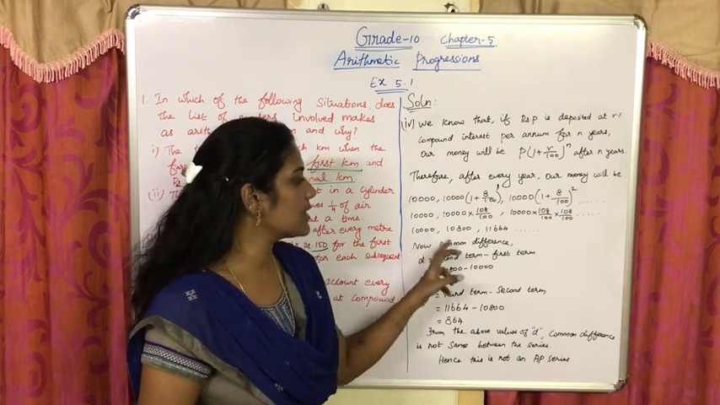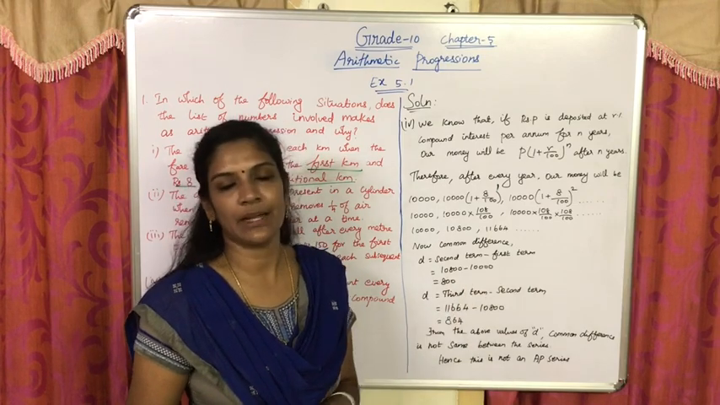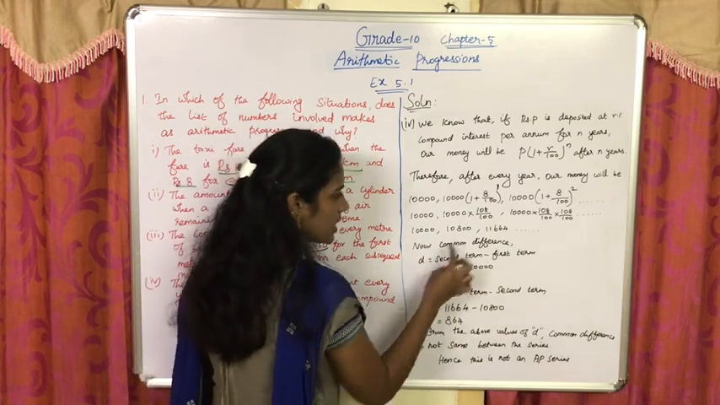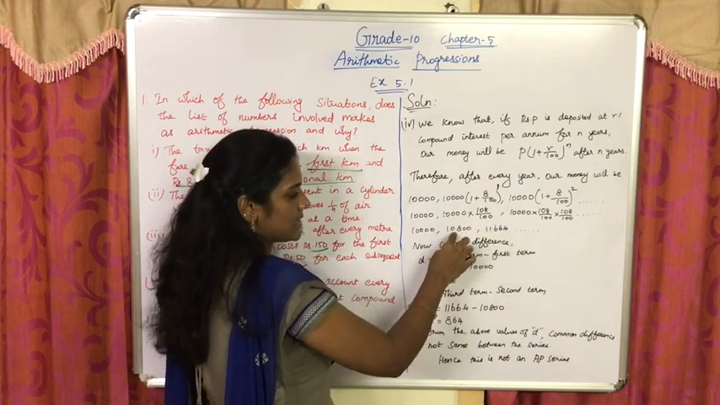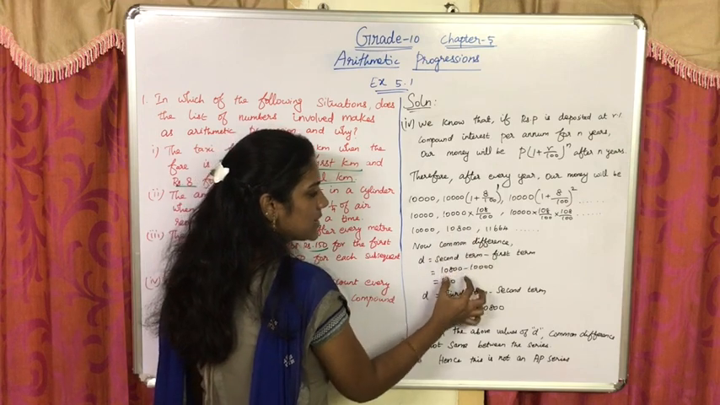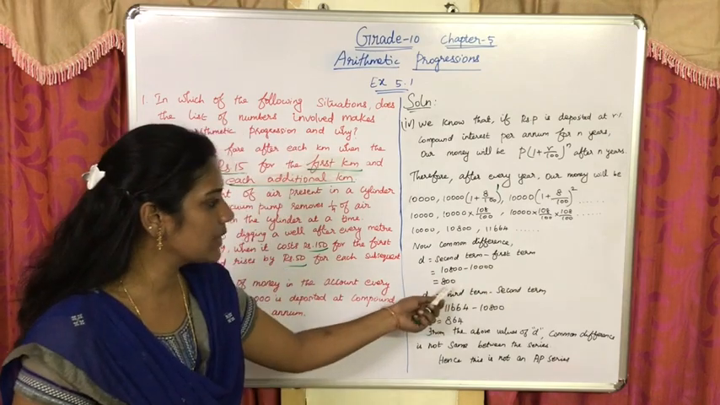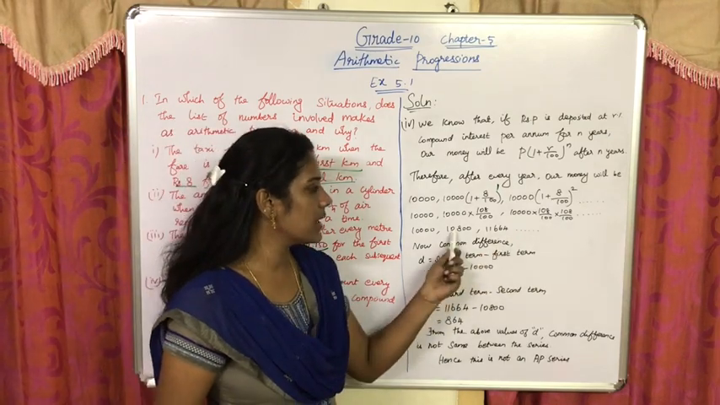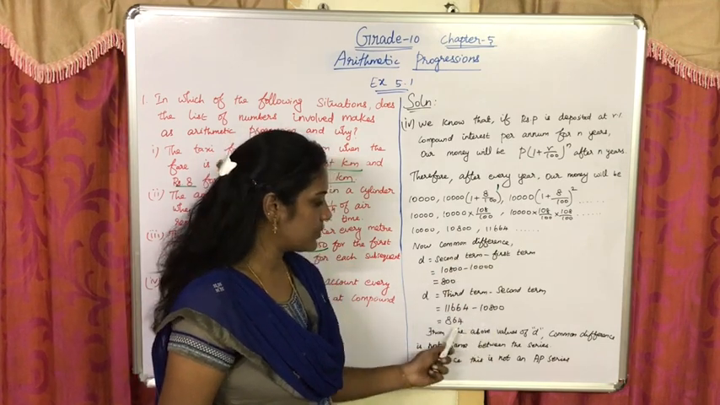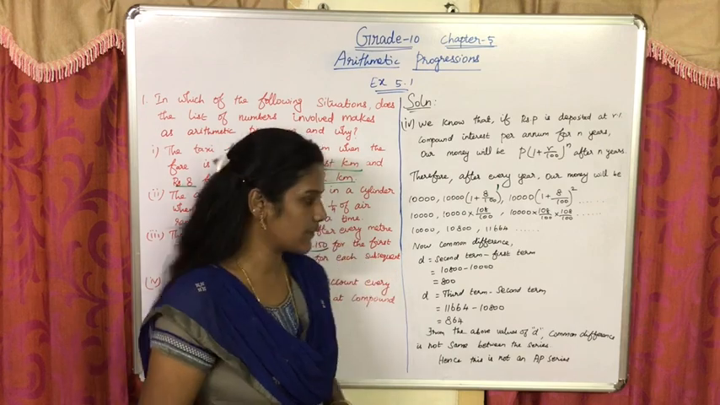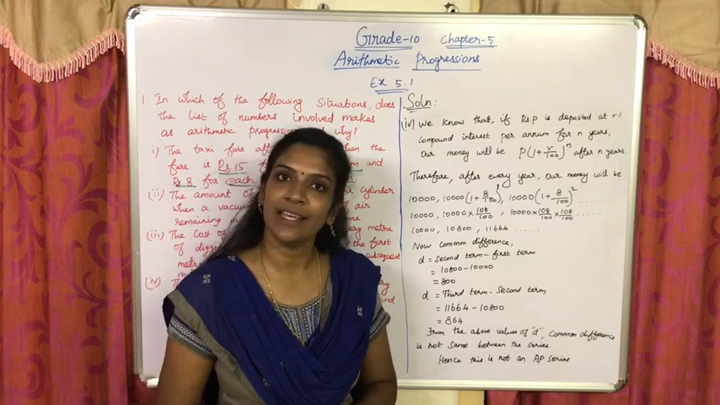Now I formed the series. So I need to check whether the common difference is the same or not. If it is the same, this forms an AP. If it is not the same, it never forms an AP. So here I am checking second term minus first term, and third term minus second term. D equals second term, that is 10,800, minus the first term, that is 10,000. So the answer will be 800. Here, third term minus second term: 11,664 minus 10,800. If I subtract, I get the answer as 864. Here the difference is not the same. Hence this is not an AP series.